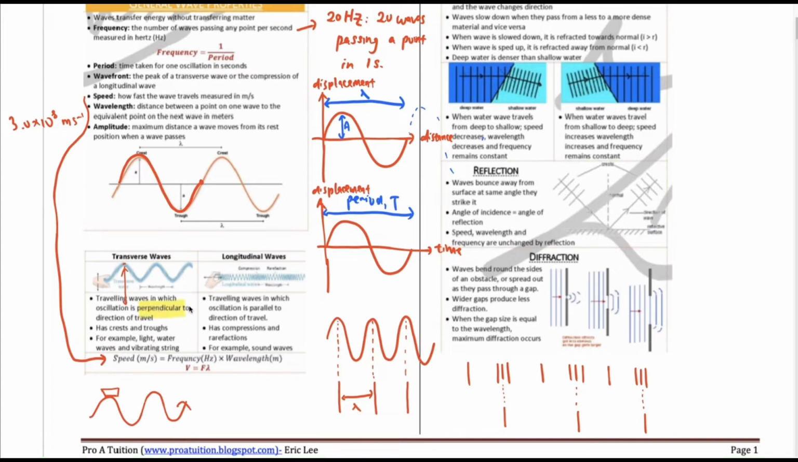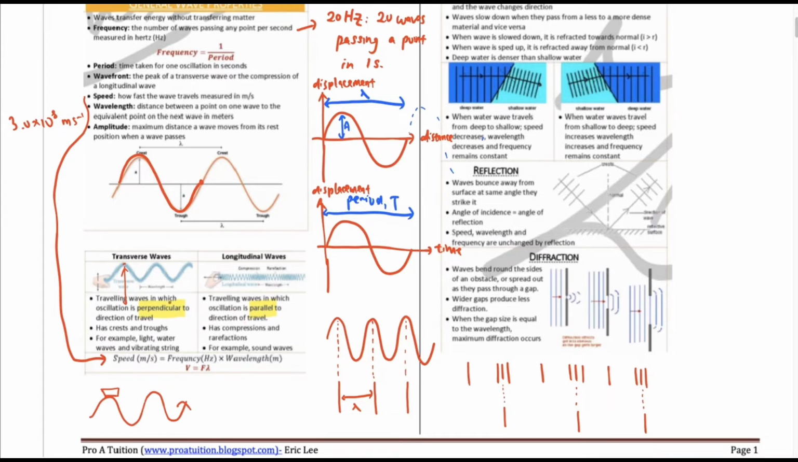You see the keyword is perpendicular. Now this one is parallel. So let's see. The traveling wave in which the oscillation is parallel to the direction of travel. So the oscillation is left and right, which is horizontal. The direction of travel is to the right, which is also horizontal. So that's why we say they are parallel, because left and right and going to the right are just two parallel lines.